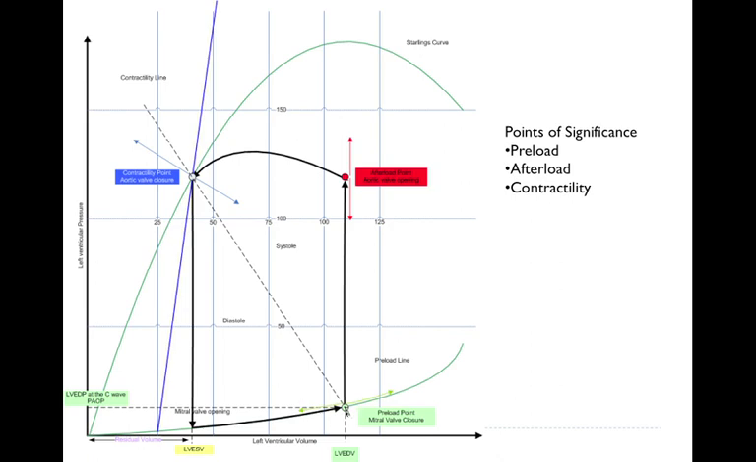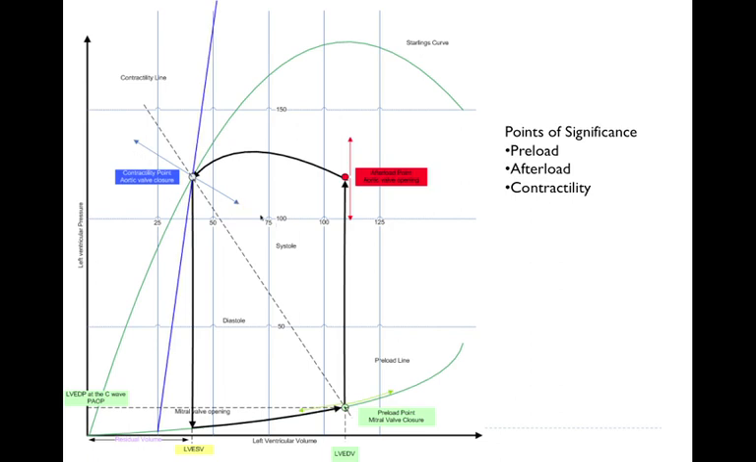Preload only changes in one or two axes. It changes up the preload line as you increase volume, or you go down the preload line when you decrease volume. In addition to that, you have the aortic valve closure, which is the afterload point. It either goes up in a vertical plane or down, which would be a decreasing afterload. And then the contractility line will shift left and right via these arrow directions.